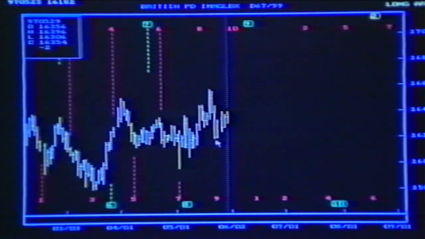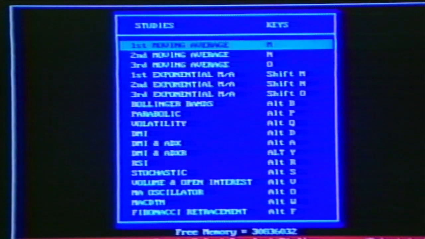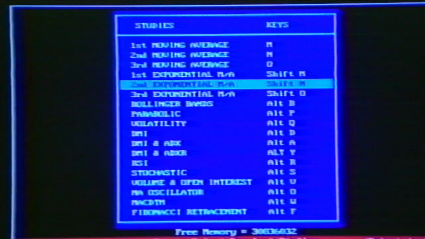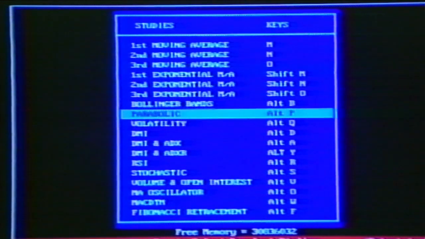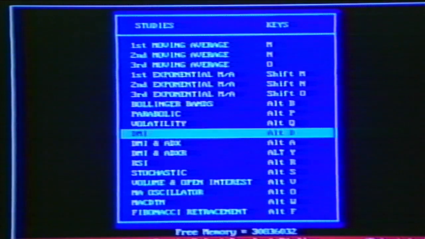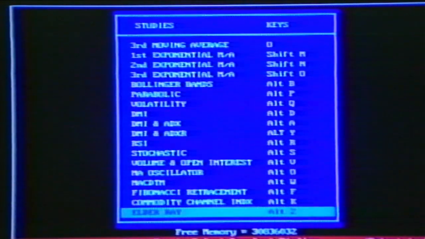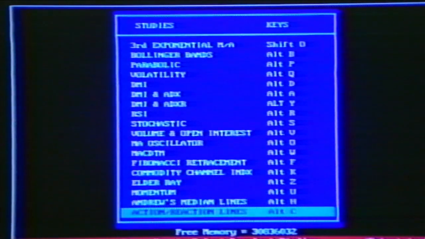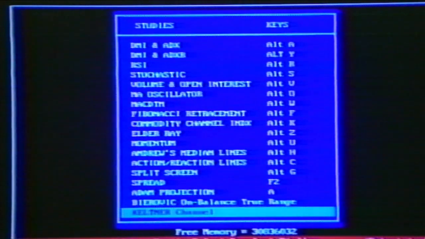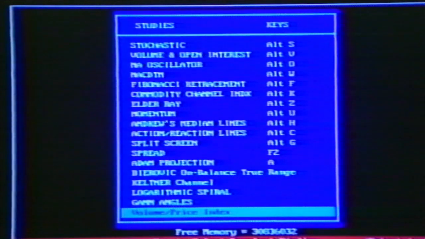Now let's look at all of the things that are available to you in this charting program. Here's a list of everything that you can do. There's moving averages, Bollinger Bands, parabolic, volatility, directional movement, stochastics, Fibonacci retracements, momentum, just a lot of things. In fact, about everything that you can think of you'd want to see as far as a study or system goes, it's included in this program.